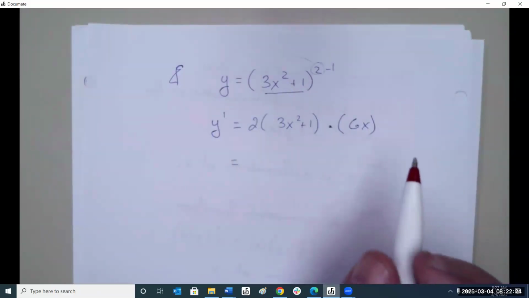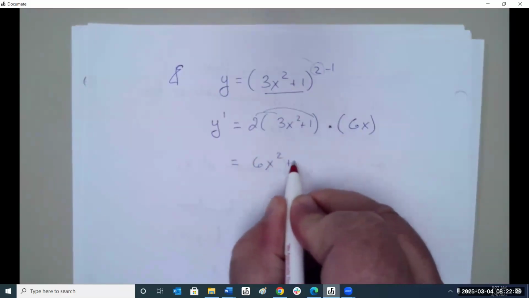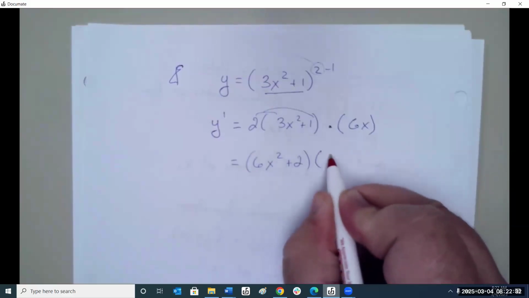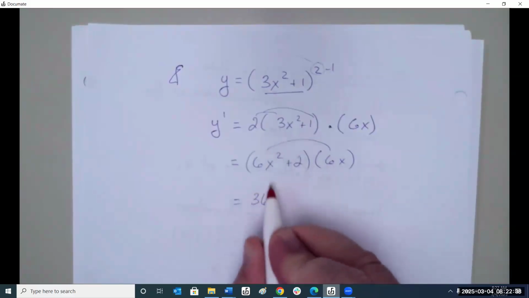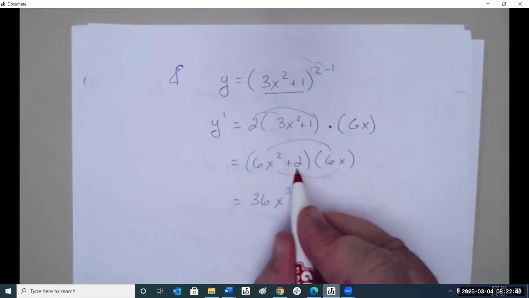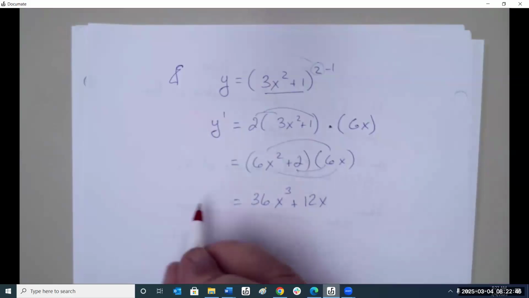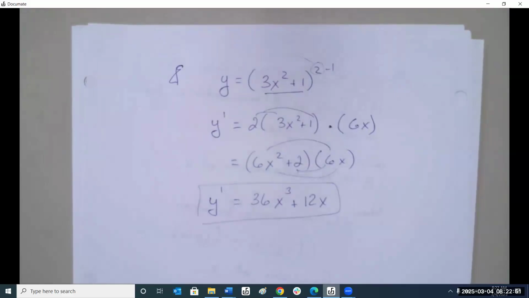Now multiply everything together. 2 times 3x squared plus 1, so it's 6x squared plus 2, times 6x. 6 times 6 is 36. X squared times x is x cubed. They're both positive. 2 times 6 is 12x. It makes it a lot easier because you don't have to find du dx and dy du. It's just take the outer times the inner.